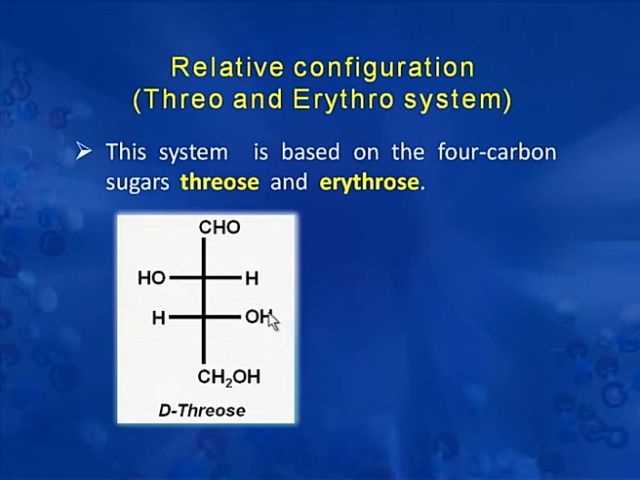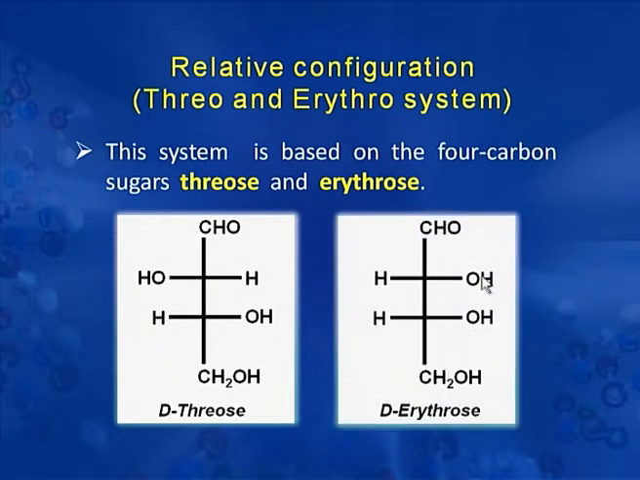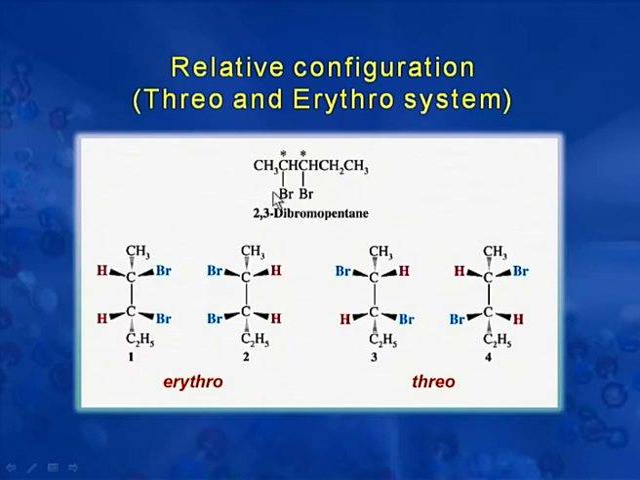In threose, the two hydroxyl groups are across when written in the Fischer projection, and in erythrose, the two hydroxyl groups are on the same side when written in the Fischer projection. These two sugars were used to compare compounds: those which have substituents across are called threo isomers, and those which have substituents on the same side are called erythro isomers. Like the isomers of 2,3-dibromopentane, the 4 possible isomers are these.